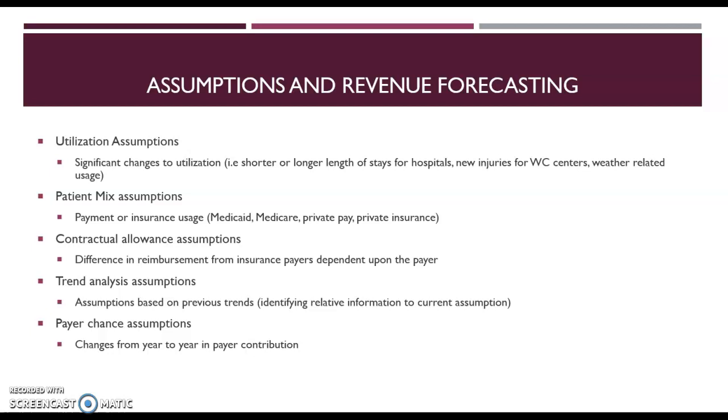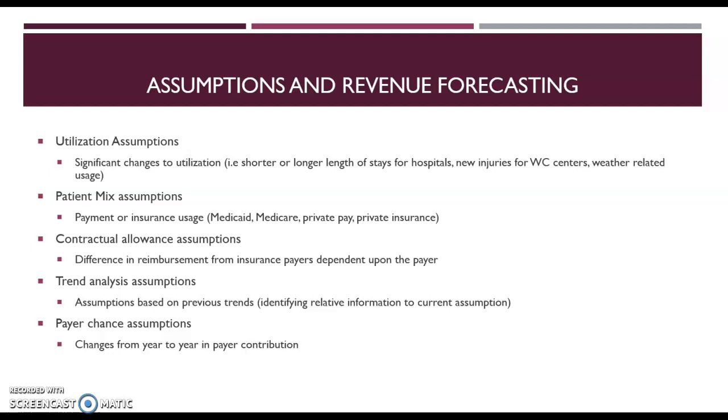based upon the contractual obligation that they've agreed to. Trend analysis, and assumptions based on previous trends, identifying relevant information current to assumptions. The only concern is making sure that you are comparing correct trends, and you're not saying, well, my summer is going to look like this based off of my winter. That may not always be the correct way to review something.